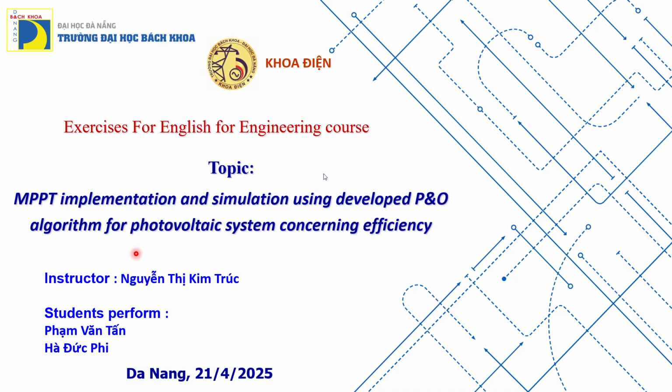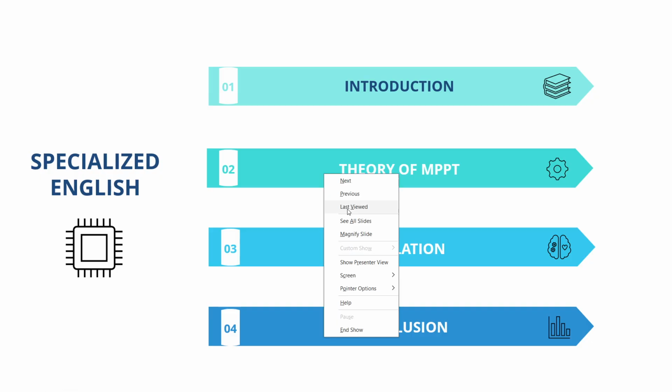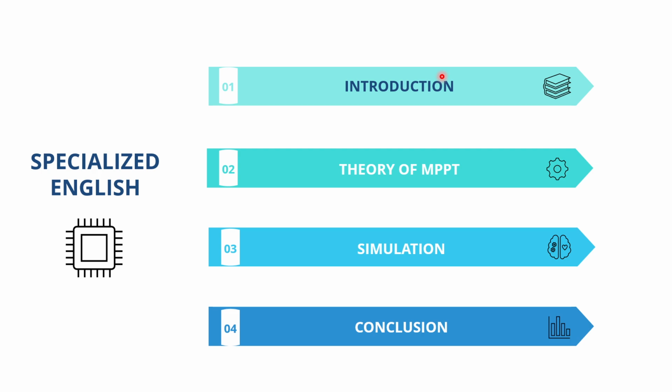Hi everyone. Today my partners Tấn and Phi and I will make a presentation about solar energy and MPPT using the P&O algorithm to reach the maximum power point. Our presentation has four parts. Part 1 is introduction. I will introduce solar energy and MPPT, maximum power point tracking.